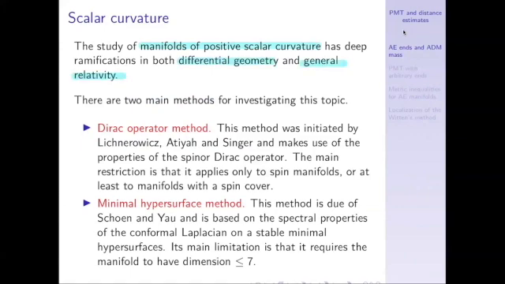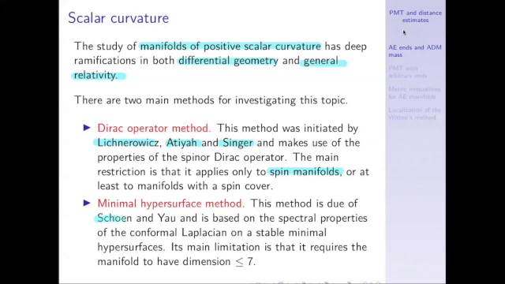There are two main methods for investigating this topic. The first method is the Dirac operator method. It was initiated by Lichnerowicz, Atiyah, and Singer, and makes use of the properties of the spin or Dirac operator. The main restriction is that it applies only to spin manifolds, or at least to manifolds which admit a spin cover. The second method is the minimal hypersurface method.